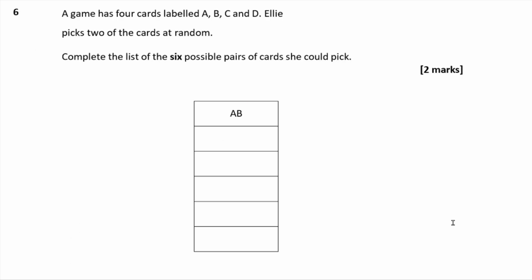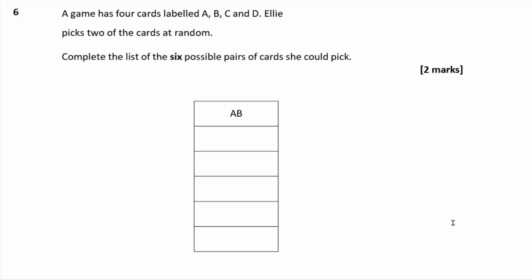Okay, question 6. The game has 4 cards labelled A, B, C and D. Ellie picks 2 of the cards at random. Complete the list of the 6 possible pairs of cards that she could pick. Now, presumably order is not important here. A, B in the context of this question is the same as B, A. Otherwise, we'll have more than 6 outcomes. So, yeah, order can't be important.